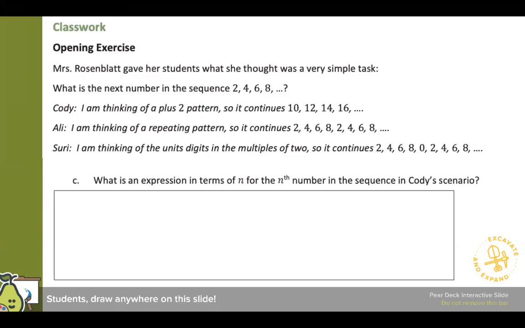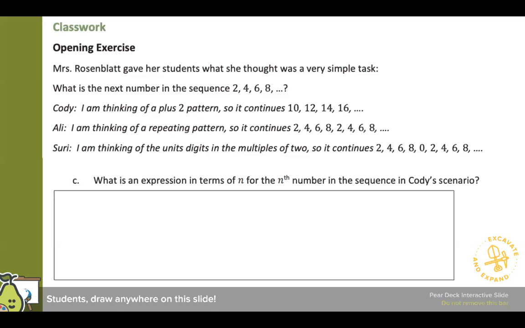If we plug 2 into the expression, it'll give us the second term in the sequence, which is 4, so we should get 4 out. If we plug 3 into the expression, we should get 6 out. And if we plug 4 in, we should get 8 out, and so on. So think about an expression that we could write that represents this sequence.